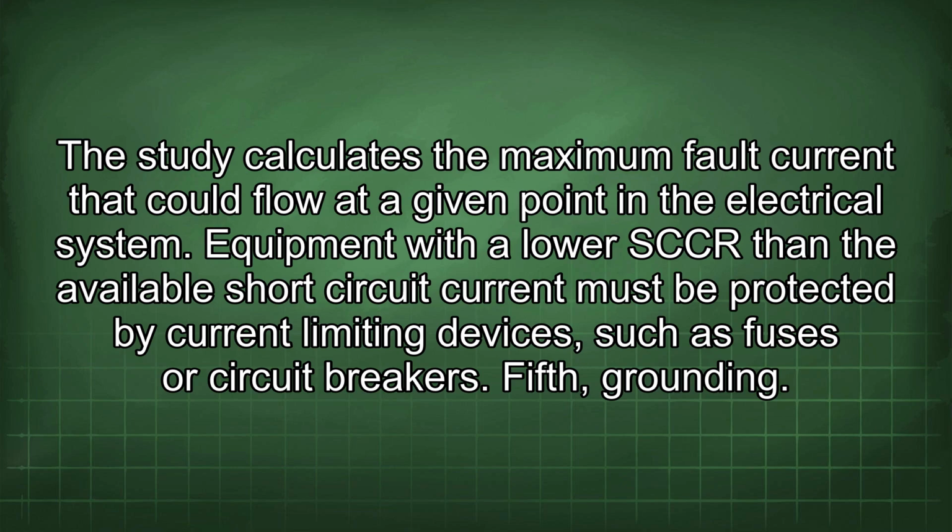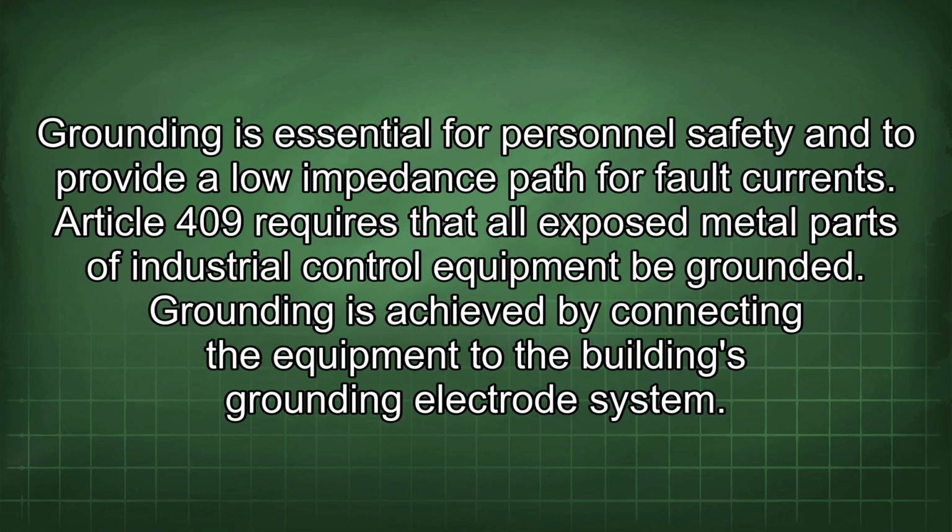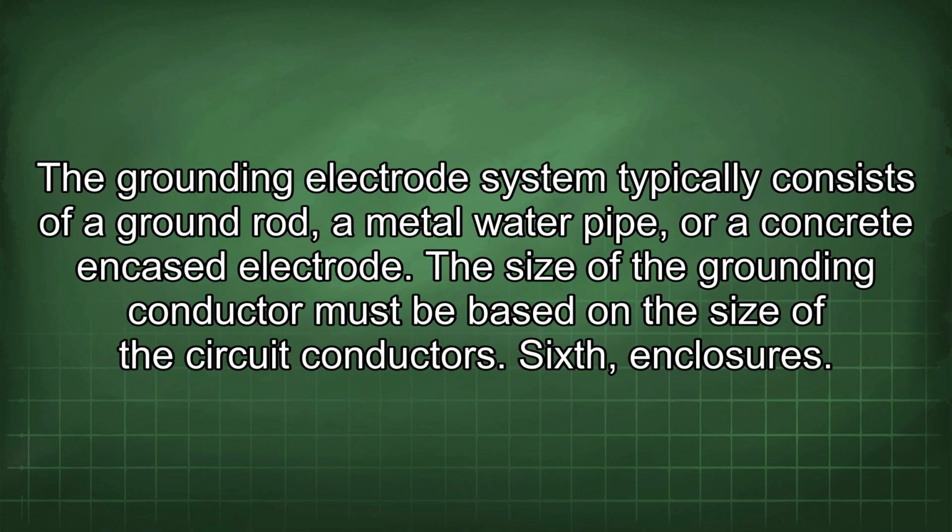Fifth, grounding. Grounding is essential for personnel safety and to provide a low impedance path for fault currents. Article 409 requires that all exposed metal parts of industrial control equipment be grounded. Grounding is achieved by connecting the equipment to the building's grounding electrode system. The grounding electrode system typically consists of a ground rod, a metal water pipe, or a concrete encased electrode. The size of the grounding conductor must be based on the size of the circuit conductors.